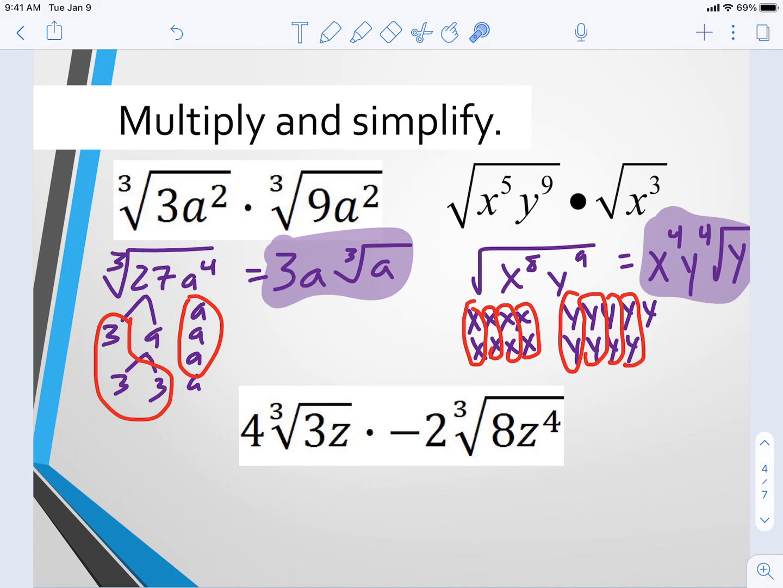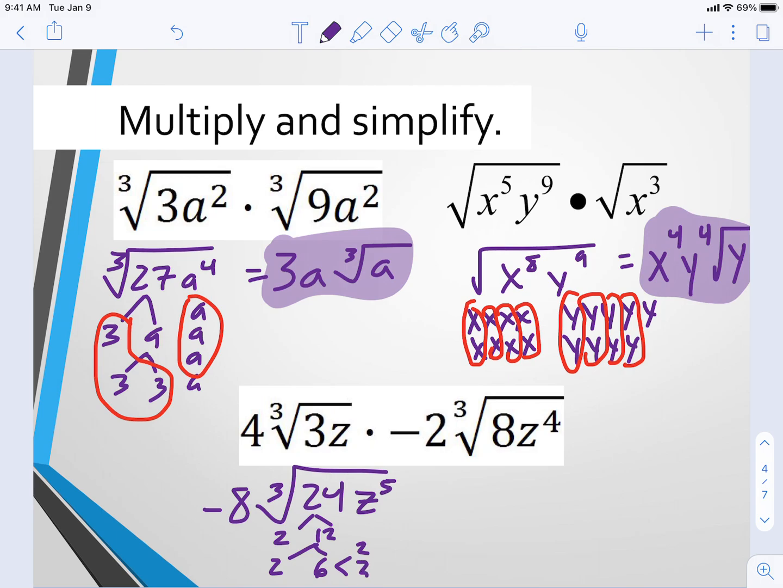Okay, I got some stuff on the outside I need to multiply. 4 times negative 2 is negative 8. Cubed root of 3 times 8 is 24. And z times z to the 4th is z to the 5th. All right, 24 factors to 2 and 12, 2 and 6, 2 and 3.